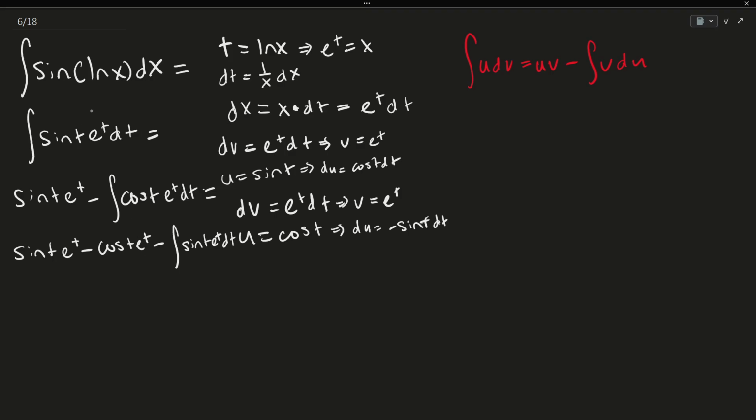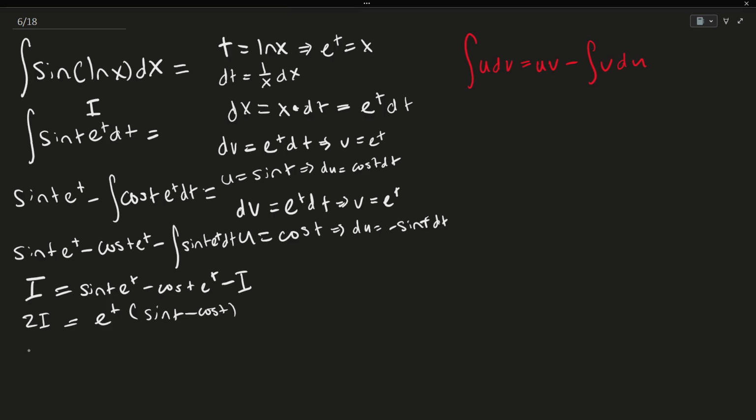Alright, so what I'm going to do is label this integral as I. So remember, this expression is equal to I. So I'm going to rewrite this equation as I equals sine t times e to the power of t minus cosine t e to the power of t minus, notice this is our original integral here, so minus I. So 2I equals, I'm going to factor out e to the power of t now, so we have sine t minus cosine t. And now divide by 2 to isolate for I.